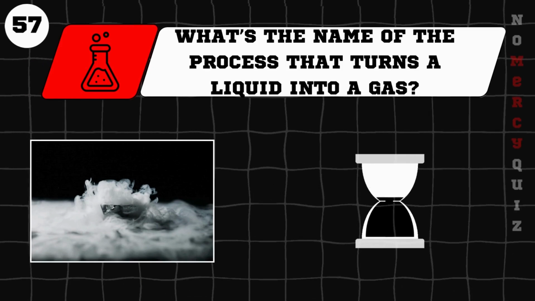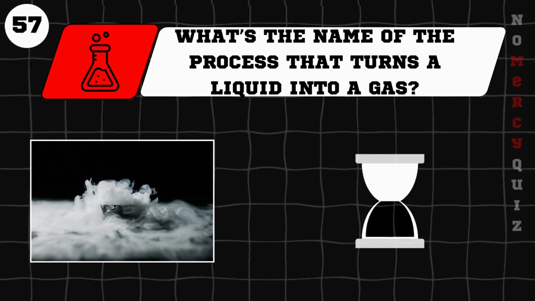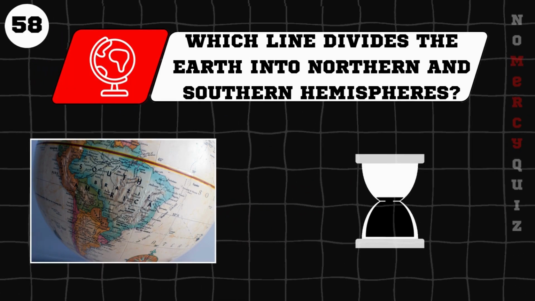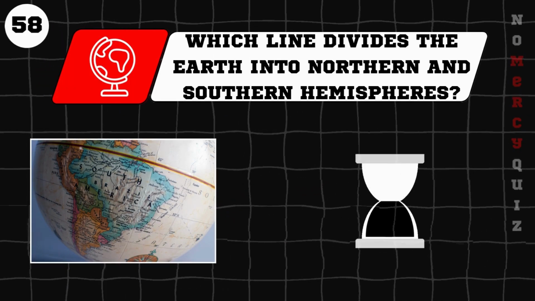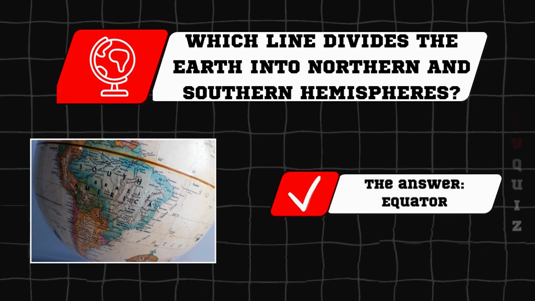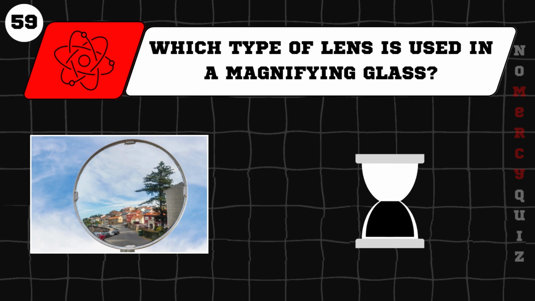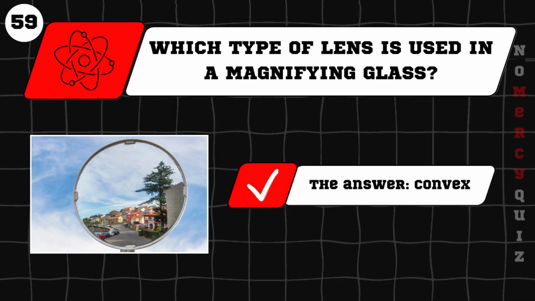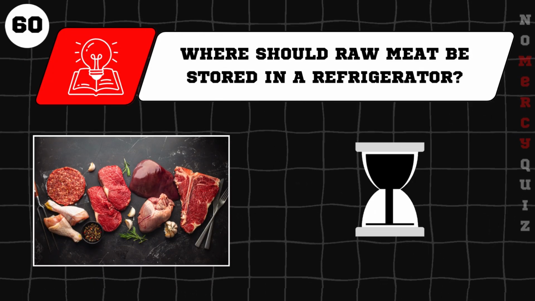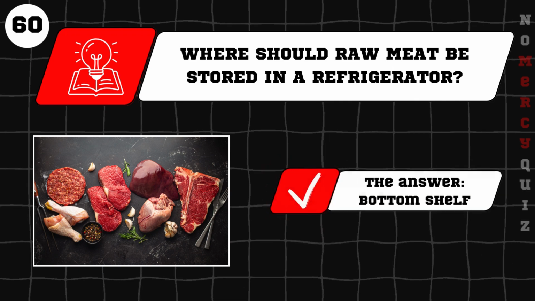What's the name of the process that turns a liquid into a gas? Evaporation. Which line divides the Earth into northern and southern hemispheres? The equator. Which type of lens is used in a magnifying glass? Convex. Where should raw meat be stored in a refrigerator? In the bottom shelf.